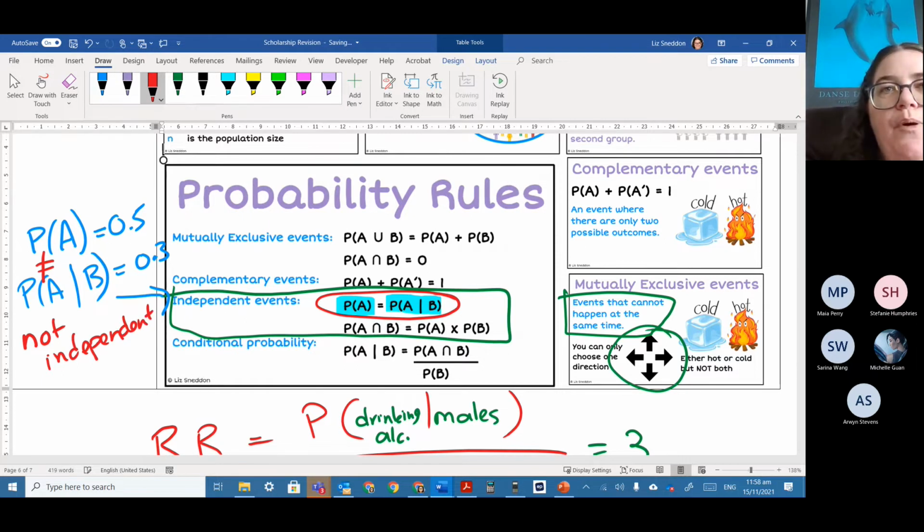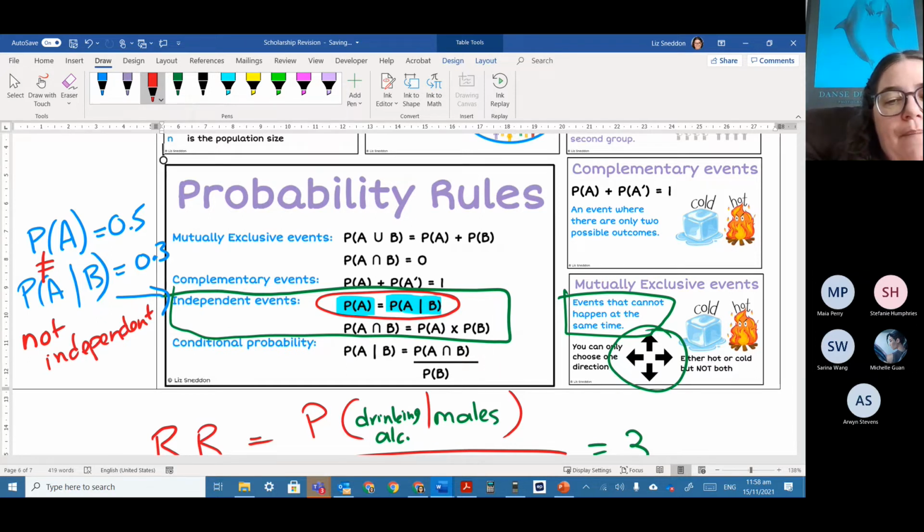So we can argue it from this formulaic point of view, but more importantly, it's about arguing it from the words: knowing that the chance of this happening, given new information, has changed the probability, therefore it won't be independent anymore.